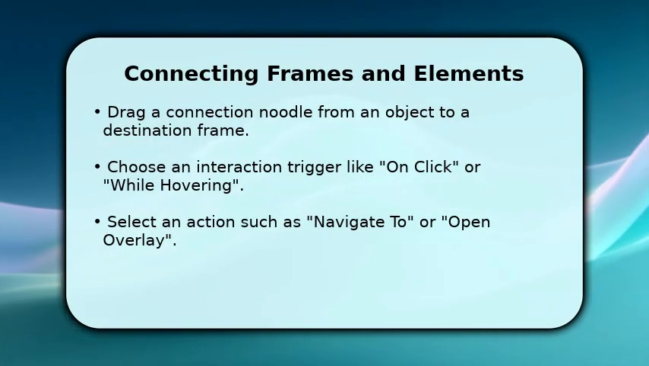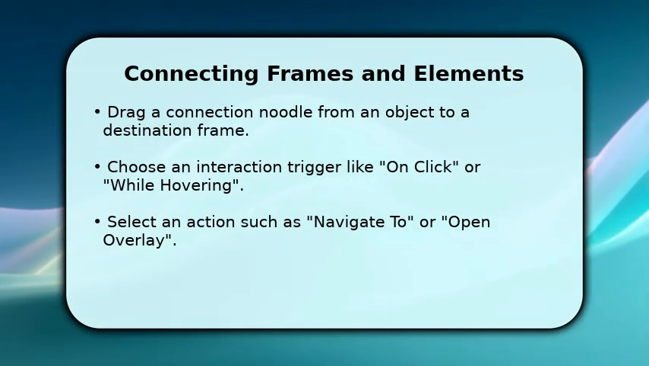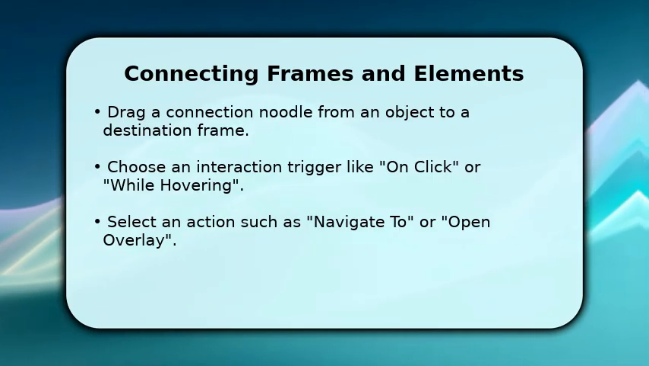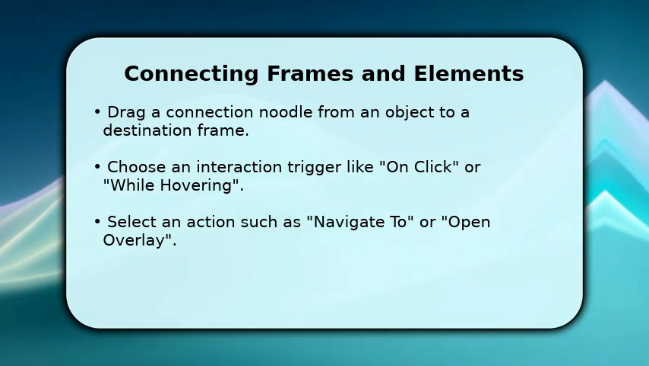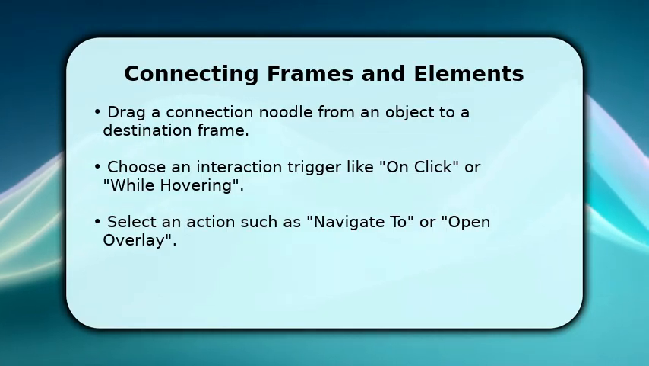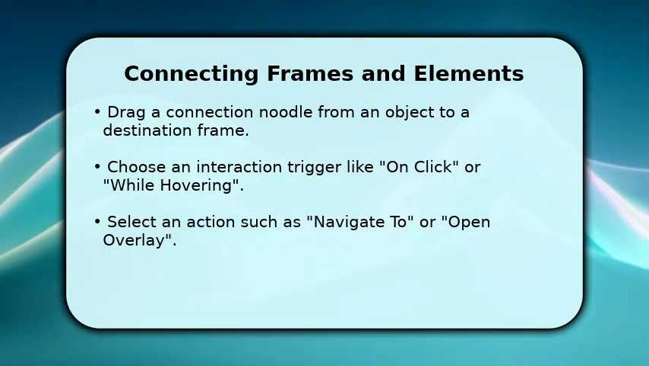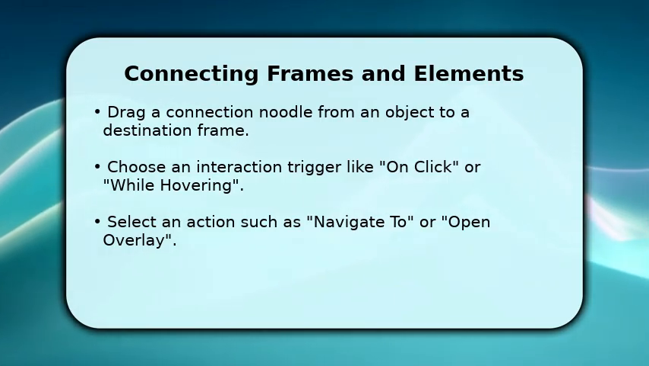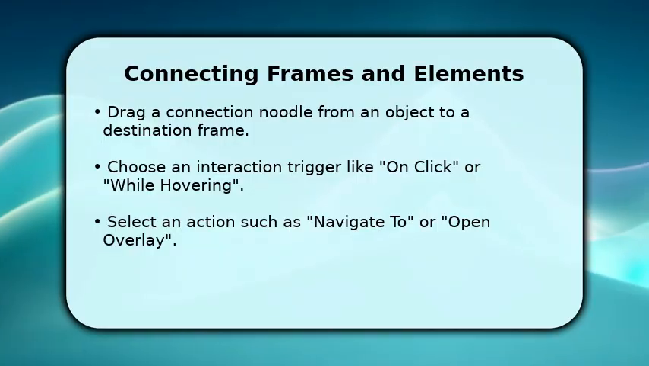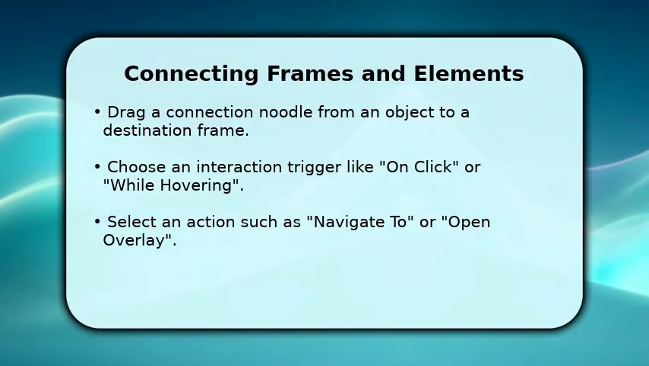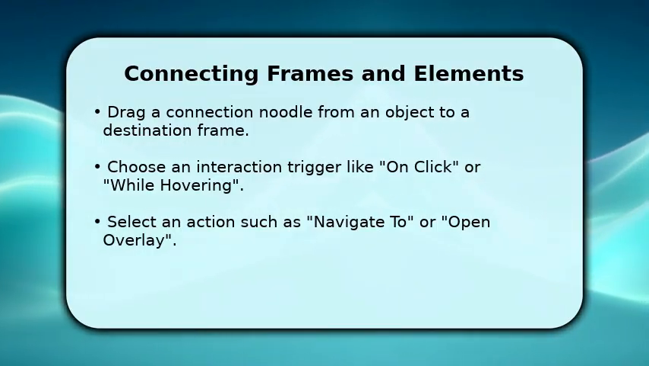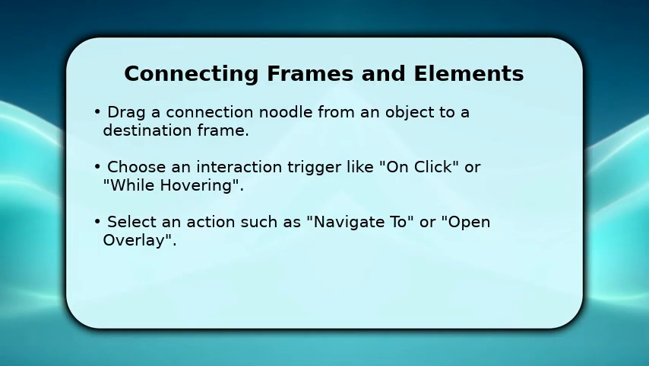Next, let's connect your design elements. Simply drag the blue connection noodle from any object or frame to its intended destination. This creates the initial link. You will then choose an interaction trigger, such as on-click for a tap or while hovering for a mouse-over effect. Finally, select an action like Navigate to for screen transitions or Open Overlay for pop-ups, defining what happens next.